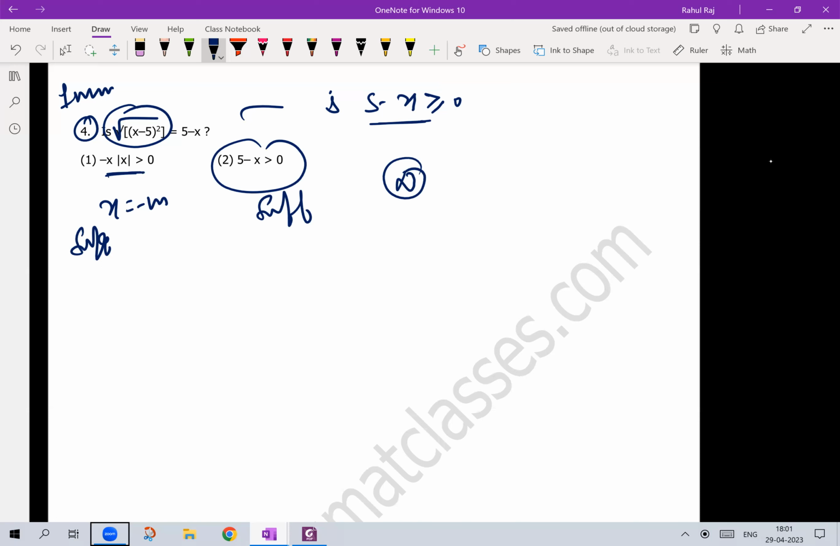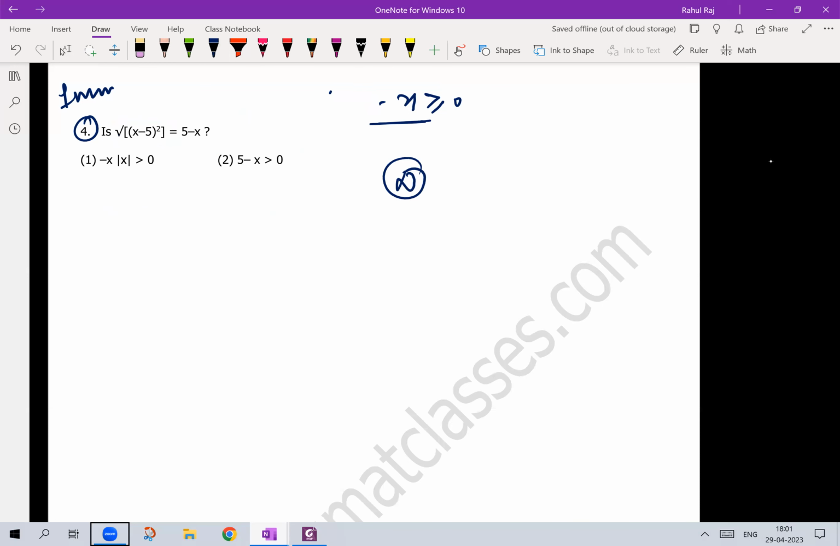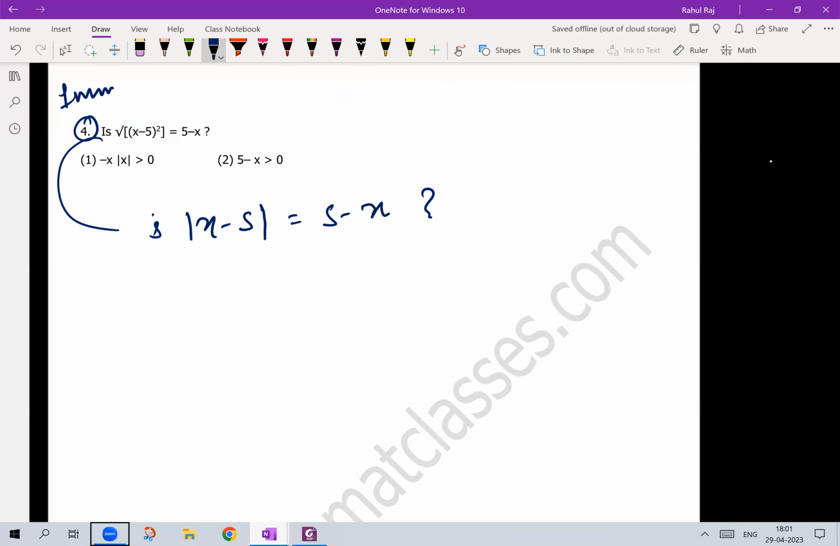I've just assumed that roots are always positive, so I change my question as 5 minus x greater than or equal to 0. But if you want to go ahead with the conservative way, do it in this way. Is mod of x minus 5 equal to 5 minus x? Now, please, this is the question, so do not start solving this at all. Let this be a question because my statements are pretty simple.